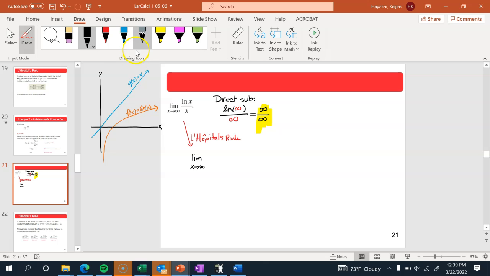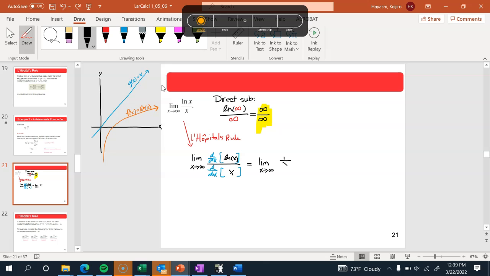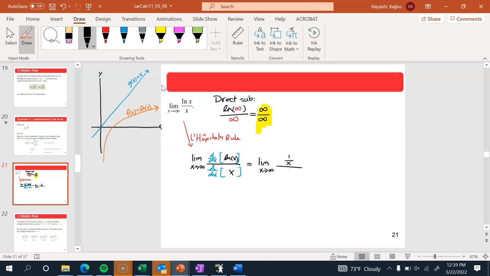Which means that instead of the natural log of x over x, we'll be finding the limit of the derivative of the natural log of x over the derivative of x. Which is just going to be, the derivative of the natural log of x is 1 over x. Right, so that's 1 over x on top of this fraction. And the bottom of this fraction is just going to be 1. So really it's just 1 over x.